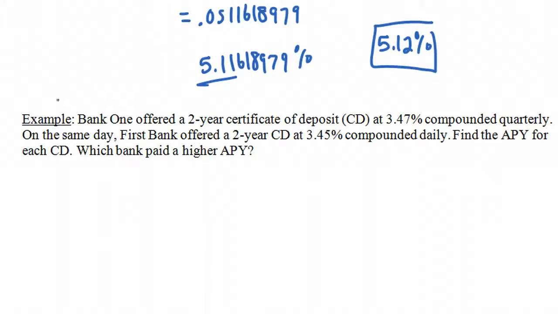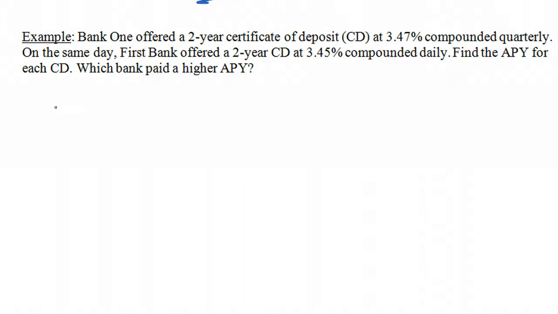Okay, now let's do another problem. It says Bank 1 offered a 2-year certificate of deposit, CD, at 3.47% compounded quarterly. On the same day, First Bank offered a 2-year CD at 3.45% compounded daily. Find the APY for each CD, and which bank paid a higher APY.